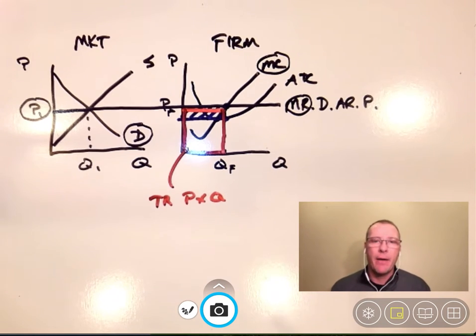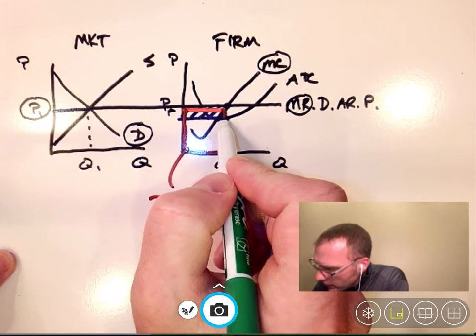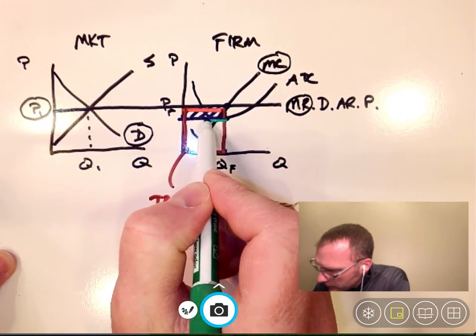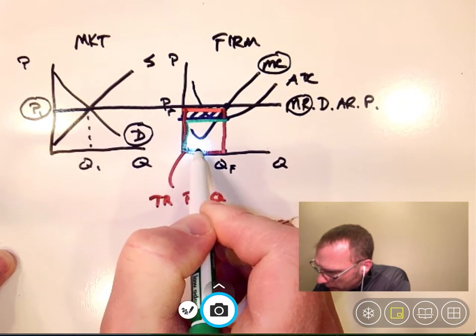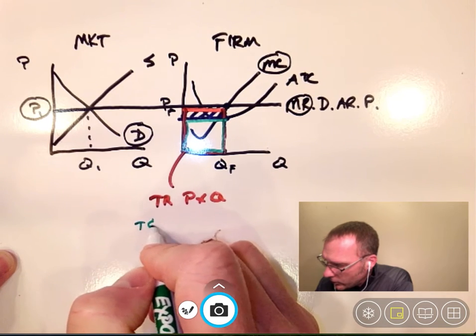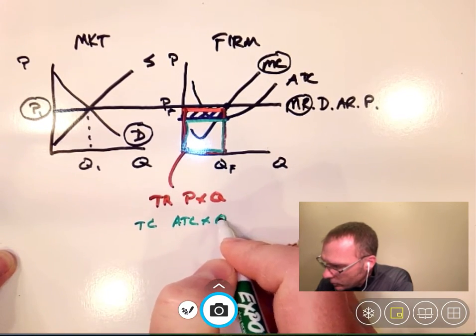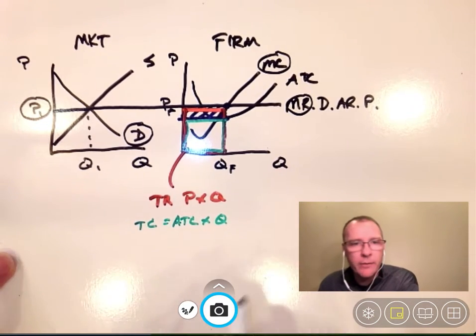If I take my average total cost and multiply it by my quantity, I'm going to get the total cost for me. Well, my average total cost is right here. If I multiply that out by my quantity, I'm going to get this green box. Total cost. Average total cost times quantity equals total cost, right?